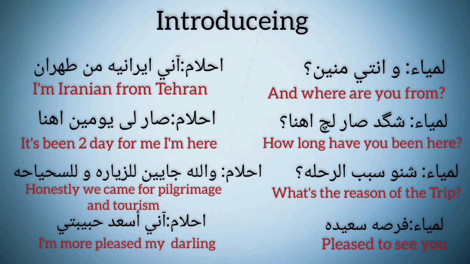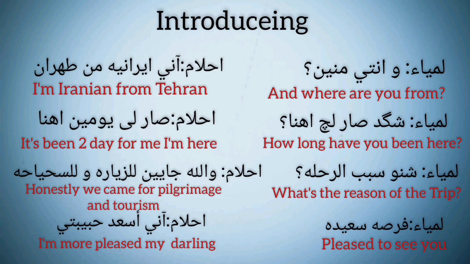And then لمياء asks وانت منين? Where are you from? أني إيرانية من طهران. I'm Iranian from Tehran. أني means I. إيرانية means Iranian. And من طهران means from Tehran. And it refers to a female.